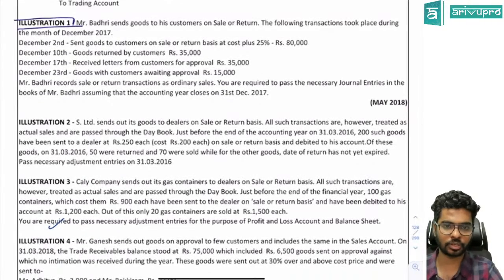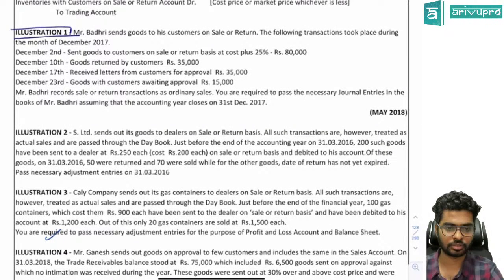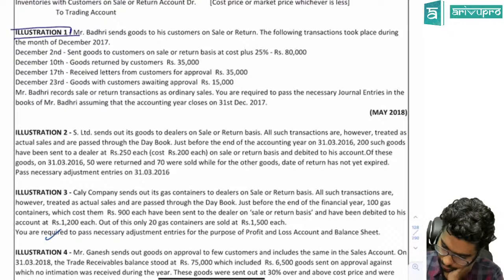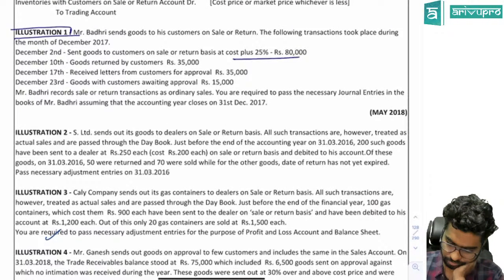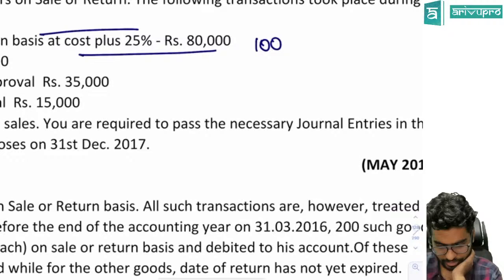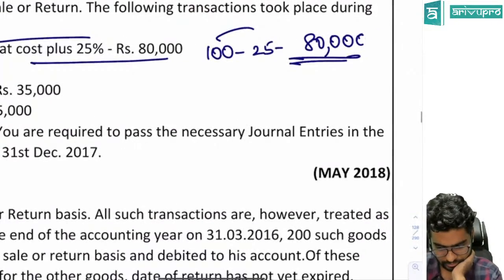Guys, shall we do the first question? Now the first one: Badri is sending goods on sale or return basis at cost plus. That means if the cost is 100, he adds 25% and sells it at 80,000. Are you clear?